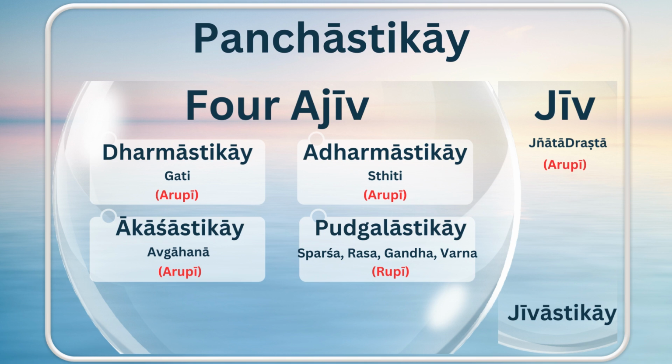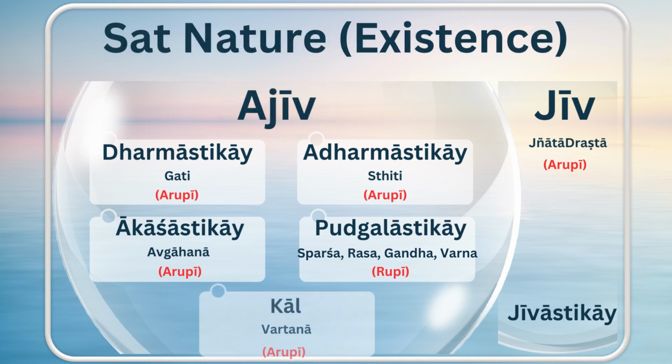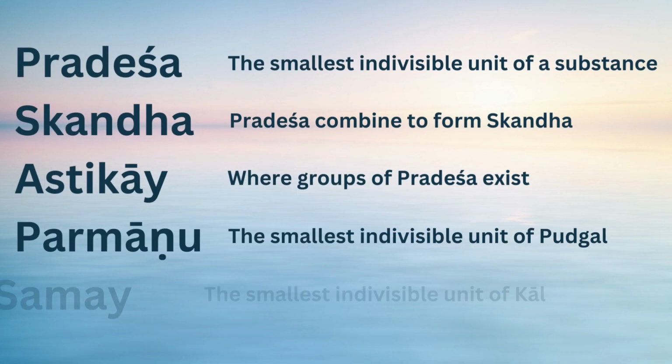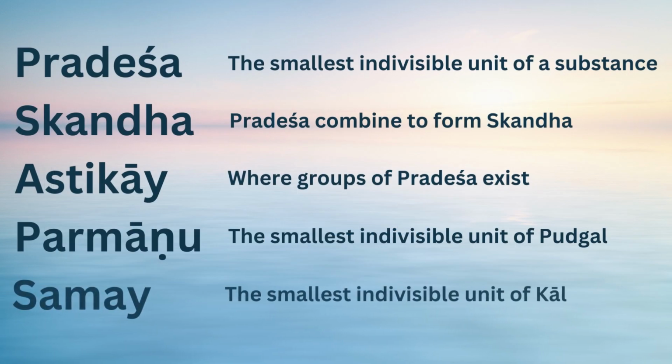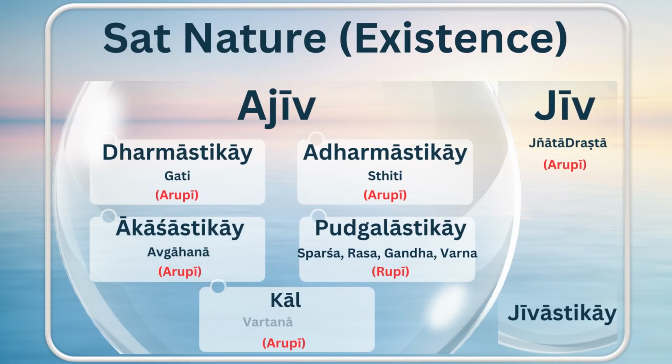Later, some Acharya considered Kal, time, also as a substance. The smallest indivisible unit of Kal is called Samay. However, unlike in Astikāy, Kal does not have organized groups of Pradeśa. Therefore, Kal is treated as Dravya, a substance, but not Astikāy. The special attribute of Kal is called Vartana, meaning change. Kal is the efficient cause of all the changes in this world. Kal is that which makes the old new and the new old.